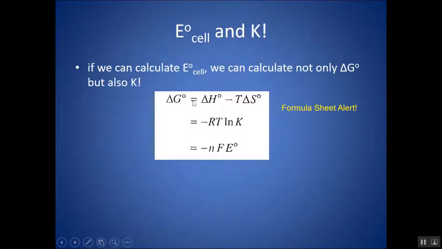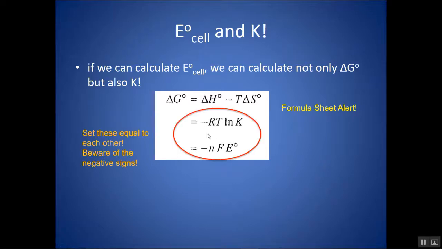And a heads up about this delta G equation: if you can calculate E of the cell, notice that these are all equal to delta G. So these are all equal to each other. I could set any of these equations equal to each other. So if I have E of the cell, the potential of the cell, I actually could also calculate K for the reaction, the equilibrium constant. Or vice versa, if I have the equilibrium constant, I could set these two equations equal to each other and I can calculate E of the cell. So a heads up about that, you could see a problem with that.